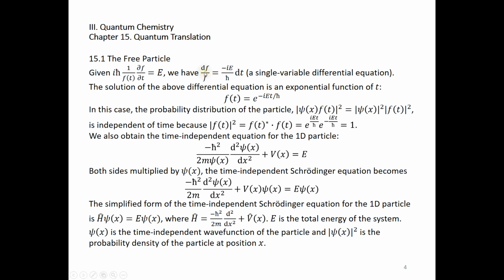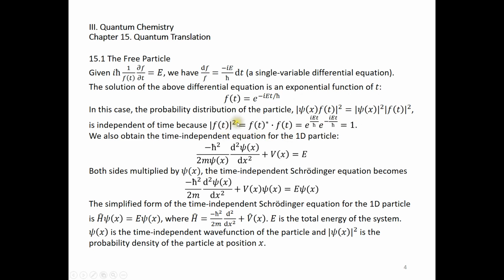We get the logarithm of f is equal to negative iE over h bar times t, and therefore this f function is e to the power of negative iEt over h bar. It's an exponential function of time. In this case, the probability distribution of the particle is independent of time, because the probability density is psi times f squared, and we can separate the two. It's psi squared and f squared.